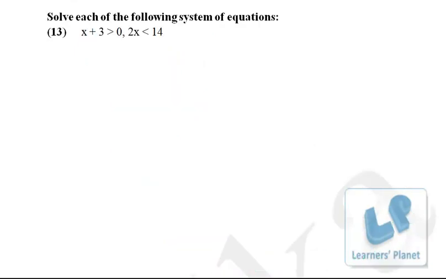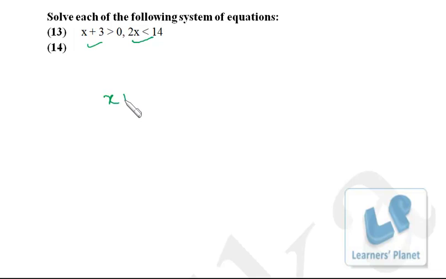Now friends, let's see how we solve a system of equations. A system of equations means you are given 2 or maybe 3 relations sometimes. Okay, and you have to find out the favorable values or favorable range of x that satisfy all the equations, right? Here x plus 3 is greater than 0 and 2x is less than 14, right? So we have to find out the value of x that is true for this and true for this, both of them, right? So we'll take each individual expression first of all, and then we'll find out the common solution.